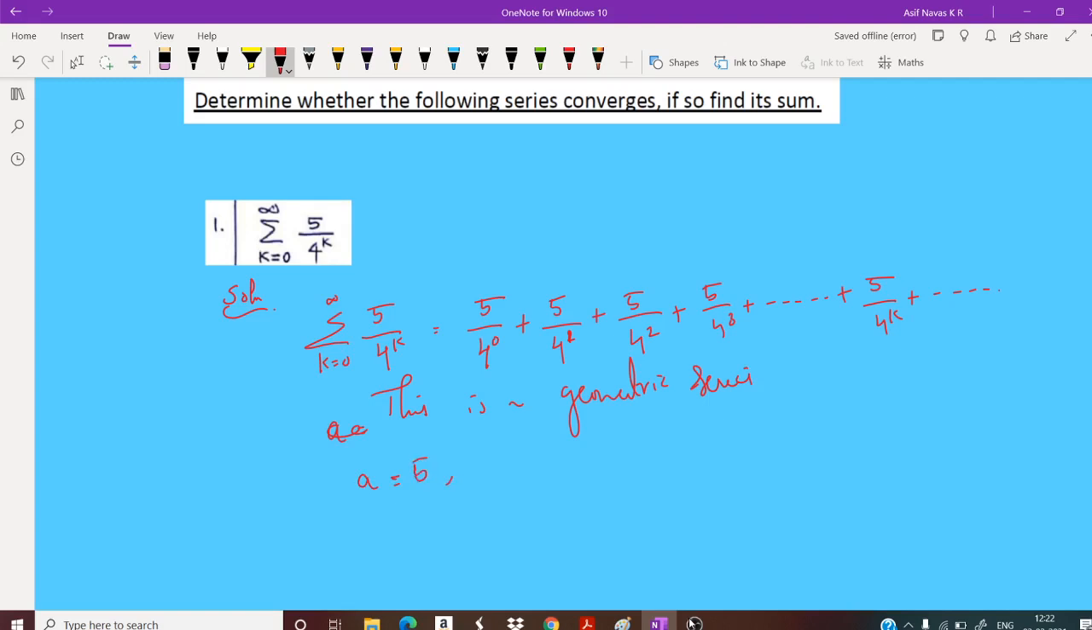What is r? Common ratio, 1 by 4. Therefore, what is the sum? Sigma k equal to 0 to infinity 5 by 4 raised to k, the sum is a by 1 minus r, right? So a is 5, so 5 by 1 minus r. r is 1 by 4. That is 5 by 3 by 4, which is equal to 20 by 3. So the sum is 20 by 3.